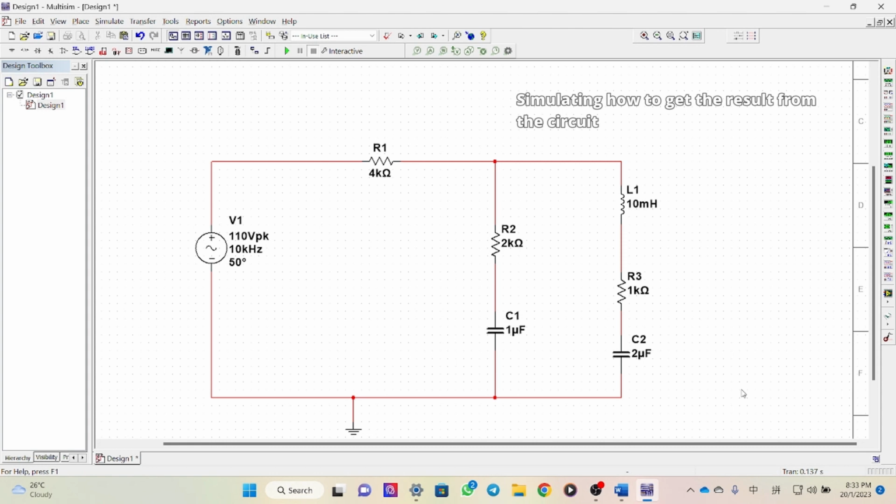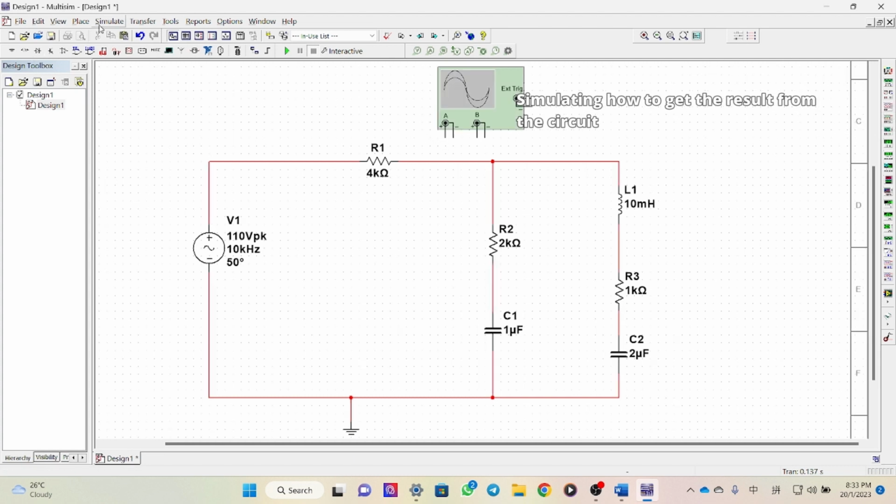Good evening, sir. My name is Kawiki. My matrix number is TG22077. Today I will explain how to get the simulation result in this project. After we build the circuit in Multisim, we start to do the measurement by using an oscilloscope.